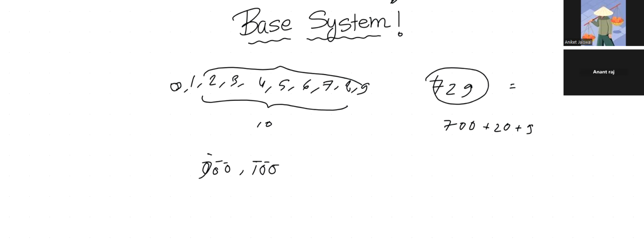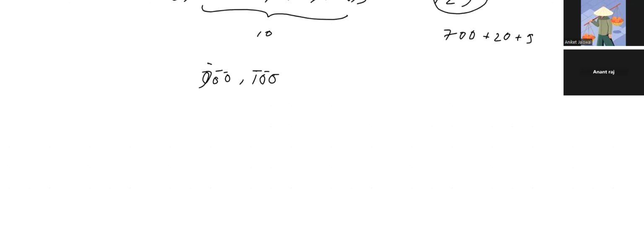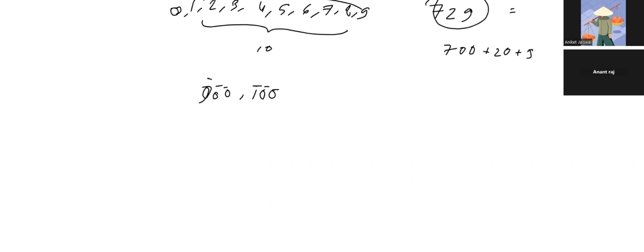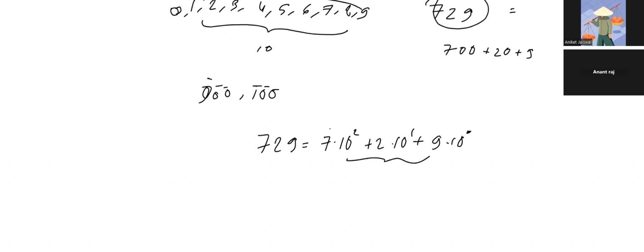So it's better to write it as 7 into 10 to the power 2, plus 2 into 10 to the power 1, plus 9 into 10 to the power 0. It will be more clear that it is in base 10. If we write something in powers of ten, 0, 1, 2, it's a number in base 10, which we use in our day-to-day life.